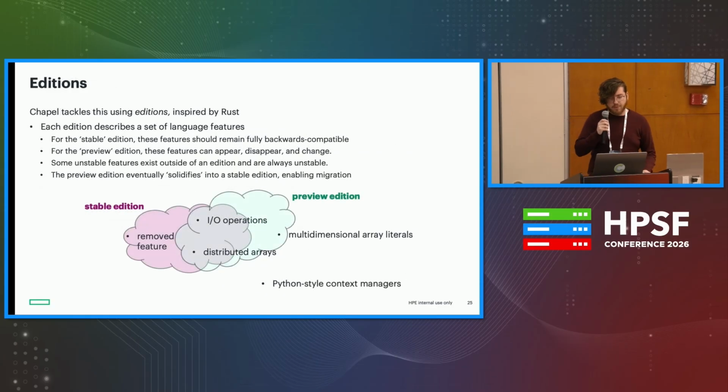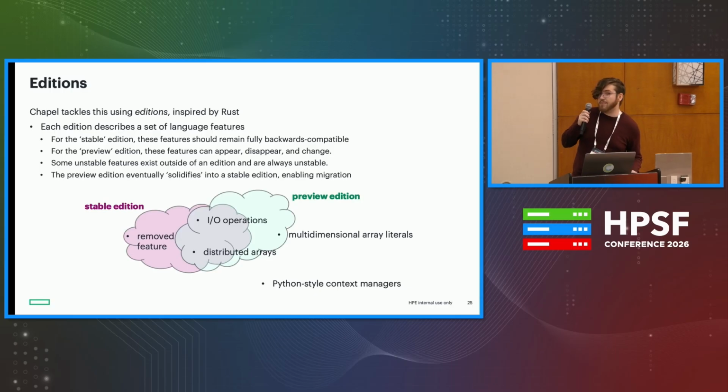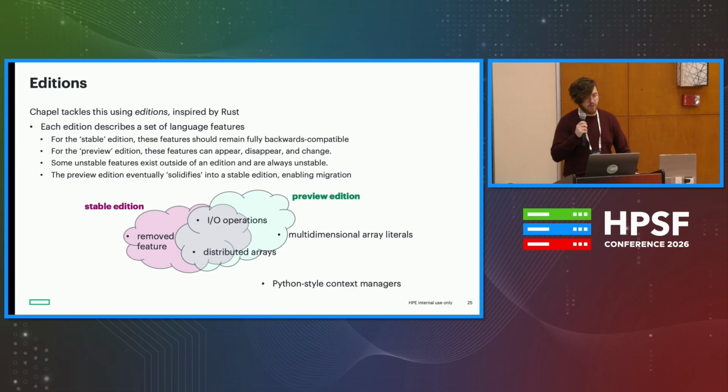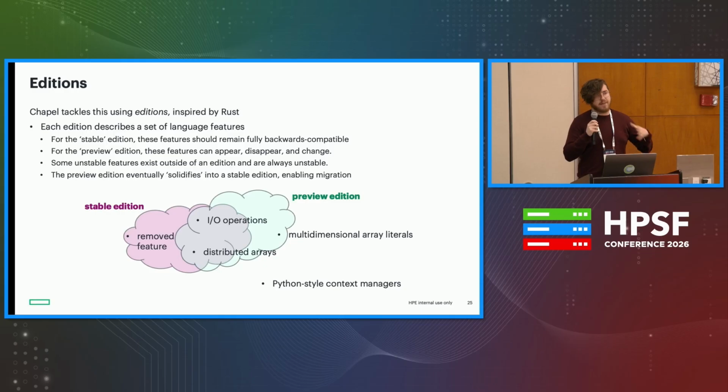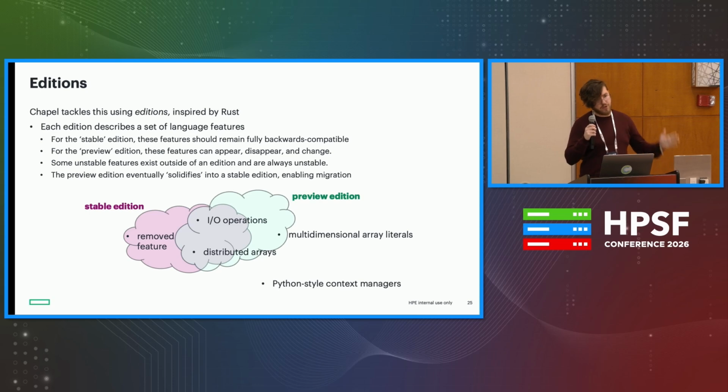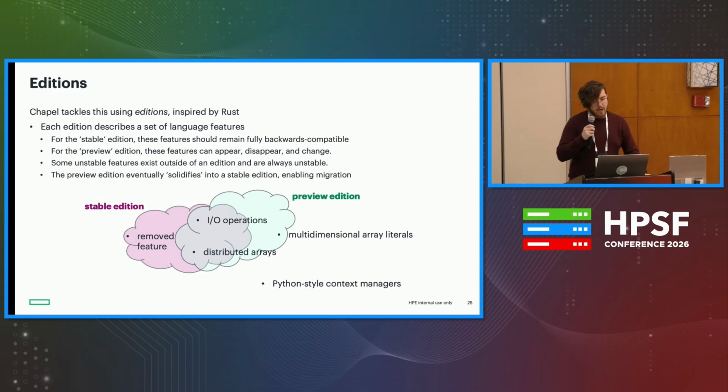Chapel tackles this with a concept of editions, which I'll describe very briefly, which effectively circumscribe a set of features in the language. And of course, we're a language, but it can also be a technology in general. So the idea is that there's a number of features, but only some of them are considered stable. And then there's a stable edition, which continues to exist as is throughout releases. And there's a preview edition where features can change or be added or be removed.